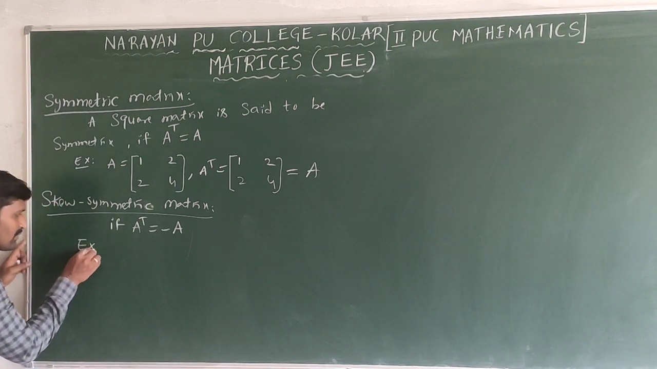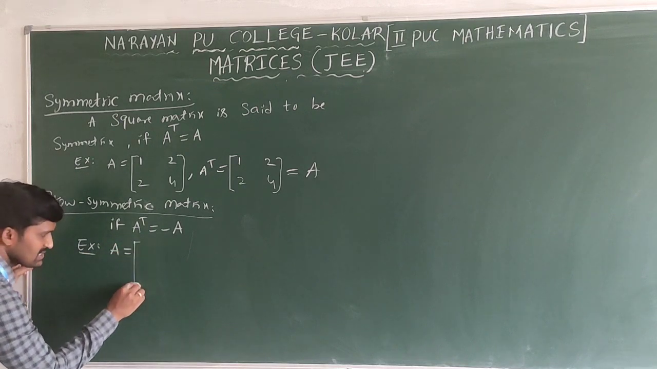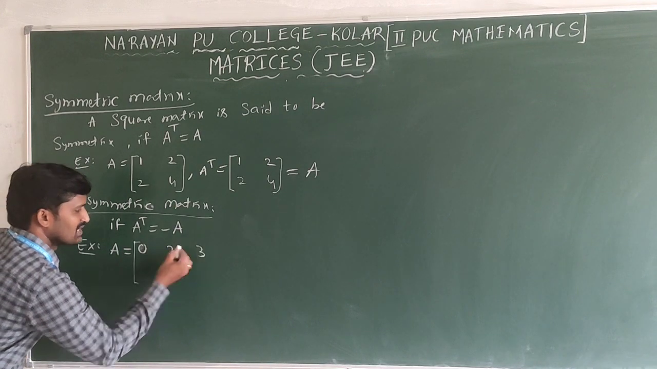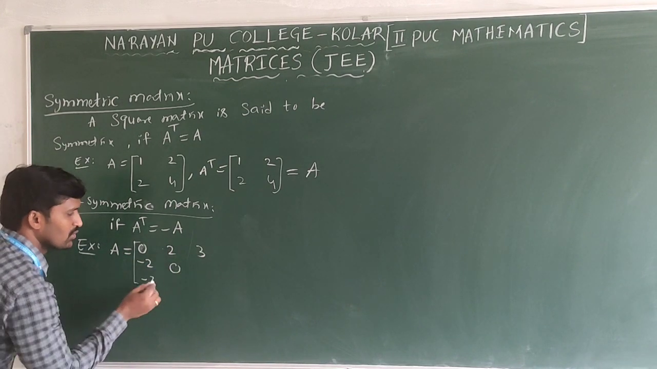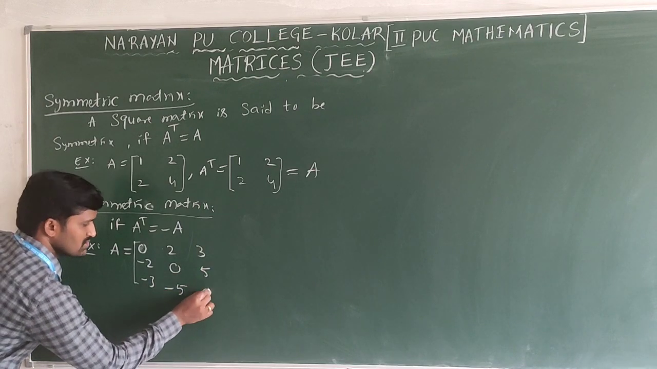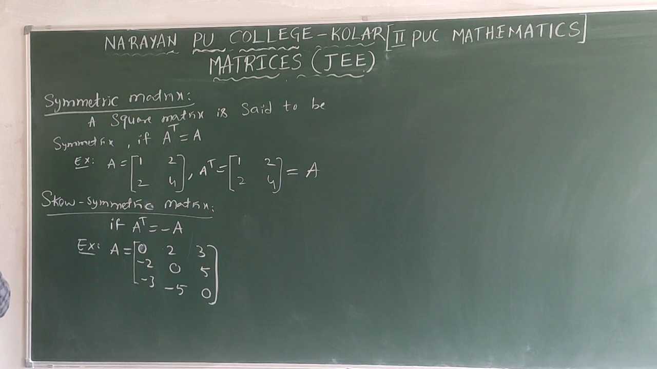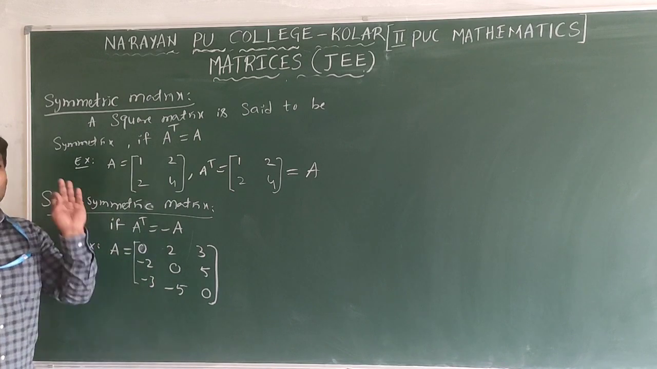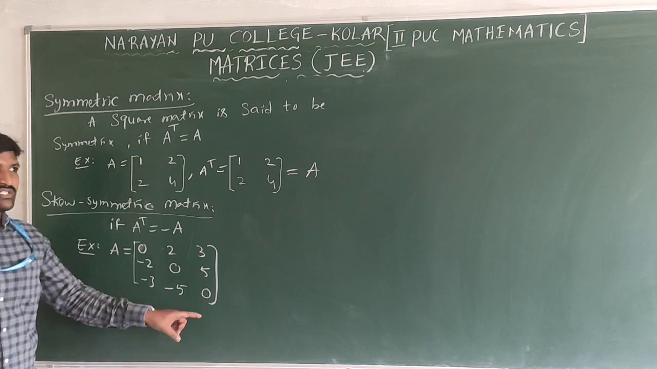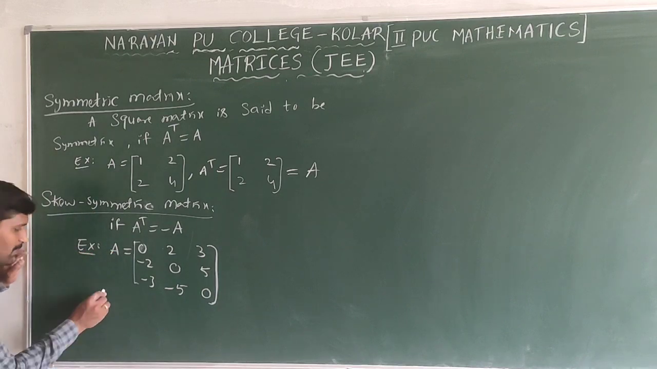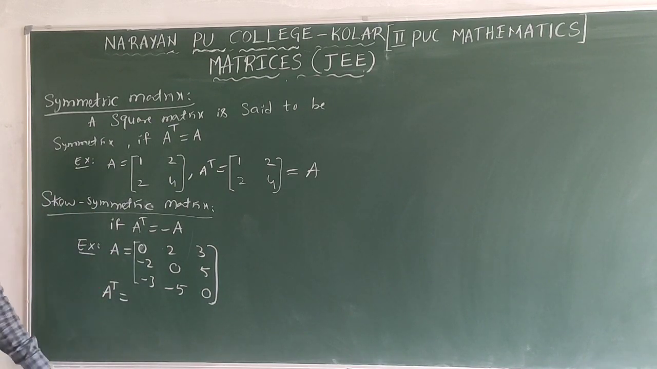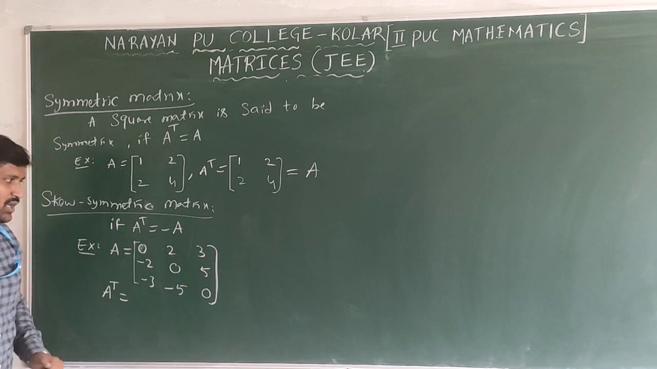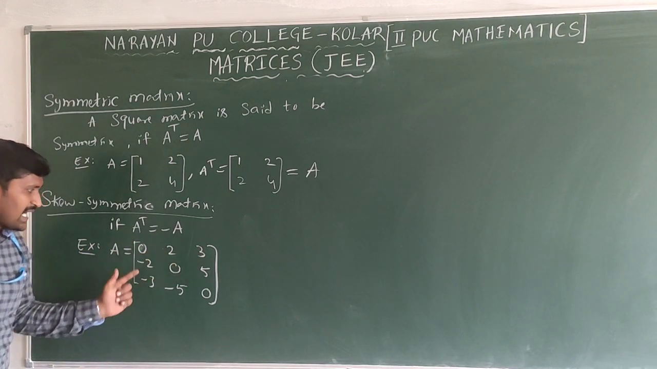For example, a matrix here I have taken like this: 1, 0, 2, 3, minus 2, minus 3, 0, 5, minus 5, 0. Clearly, you need to identify first when a skew-symmetric matrix is possible. In a square matrix, diagonal elements are compulsorily 0. If any one element is non-zero, that is not a skew-symmetric matrix. For example, apply transpose for this. And one more thing, for non-diagonal elements, signs are opposite. Diagonal elements are 0, compulsory. For non-diagonal elements, the opposite sign will be there.